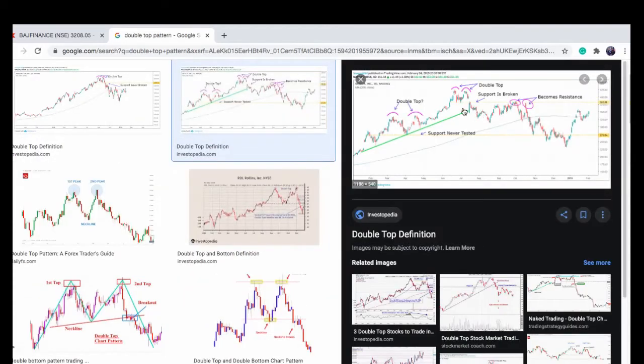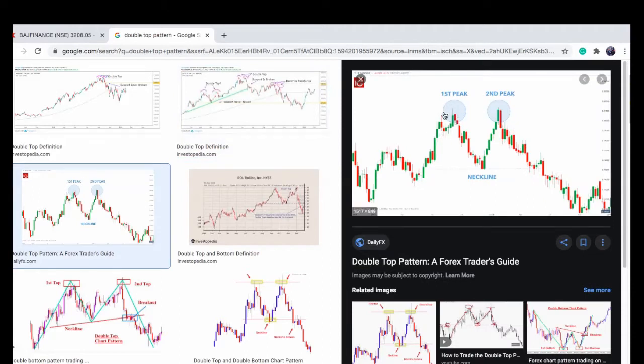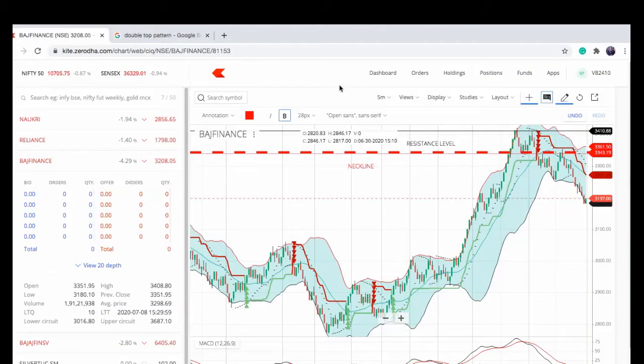Okay, so once we go to the images, this is what we get. So we see the first peak, second peak, then you have a neckline. So your order should ideally be executed at around this level. Okay, so let's go to our technical chart pattern.